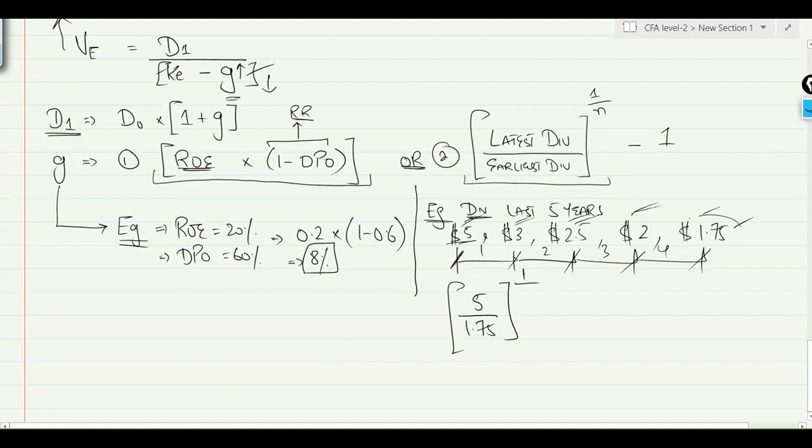So this 1.75 has grown to 5 in how many years? 4 years. So it is 1 upon 4, minus 1. You will again be able to compute the growth rate. Do let me know what the growth rate is. So we have understood how to compute growth. There are 2 different formulas for that, and I will further emphasize the second formula. Let me give you another example of it.